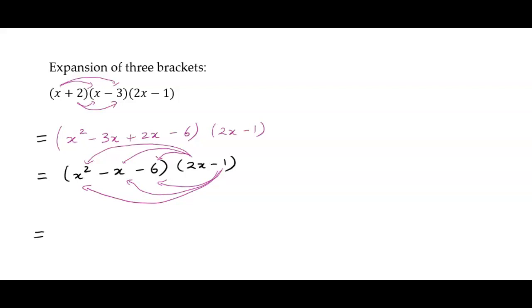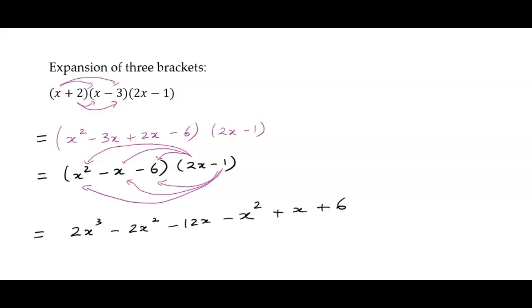If I'm multiplying everything with the 2x, 2x times x squared is going to give me 2x to the power of 3. 2x times minus x is going to give me minus 2x to the power of 2. 2x times minus 6 is going to give me minus 12x. And now multiplying everything with the minus 1. Minus 1 times x squared is going to give me minus 1x squared. Minus 1 times minus x is going to give me a positive 1x. And one final step, minus 1 times minus 6 is going to give me a positive 6.